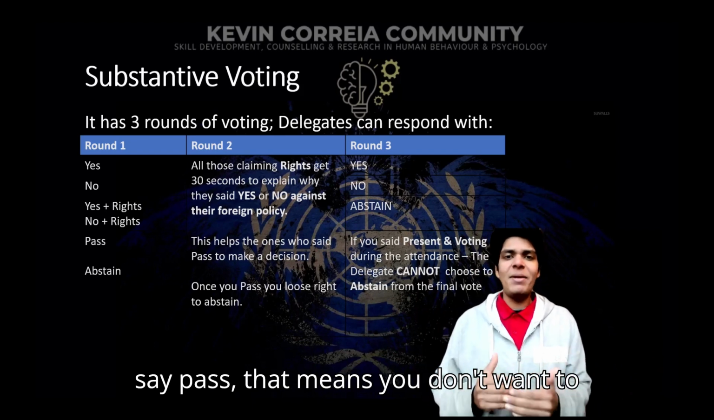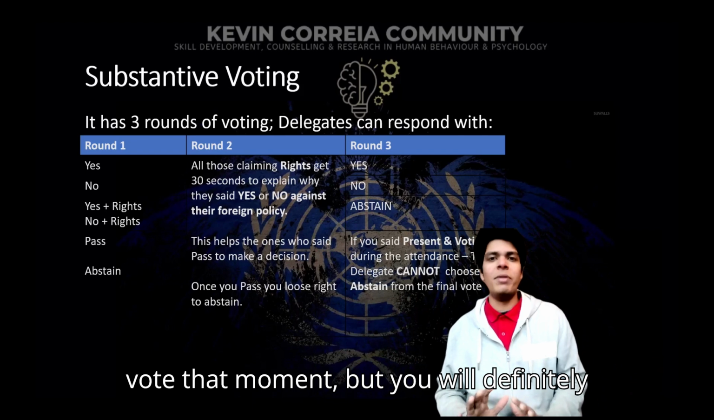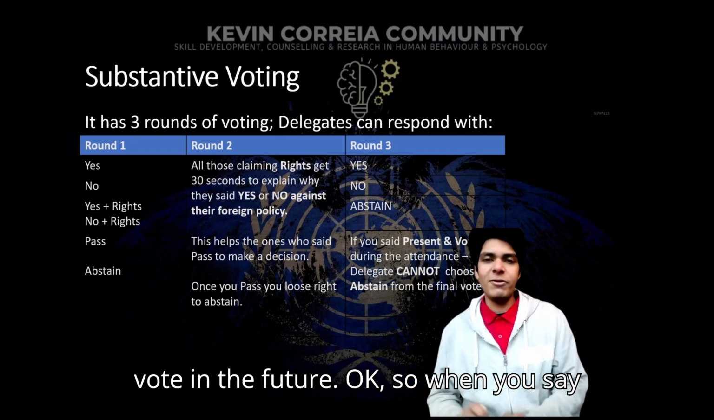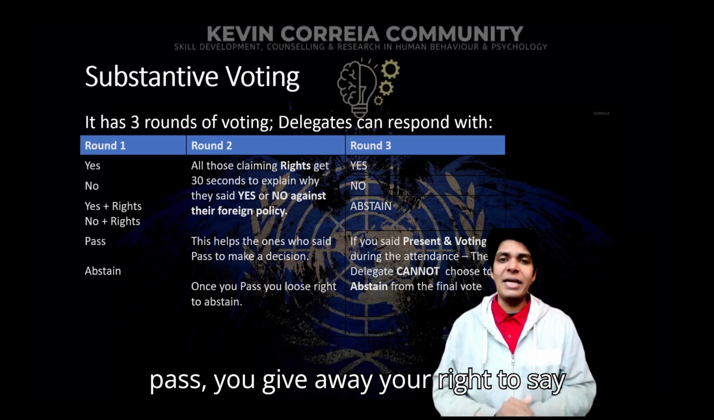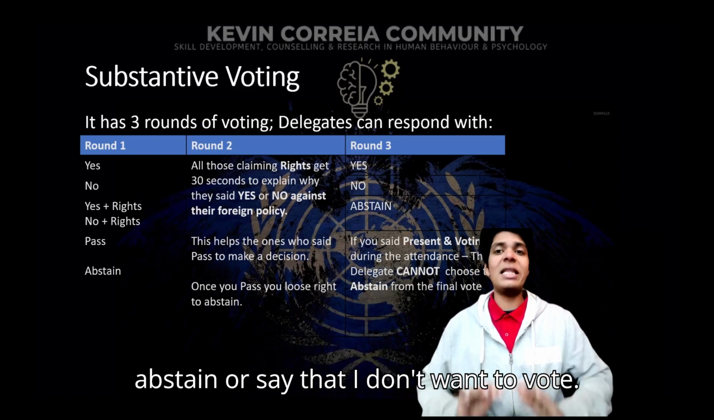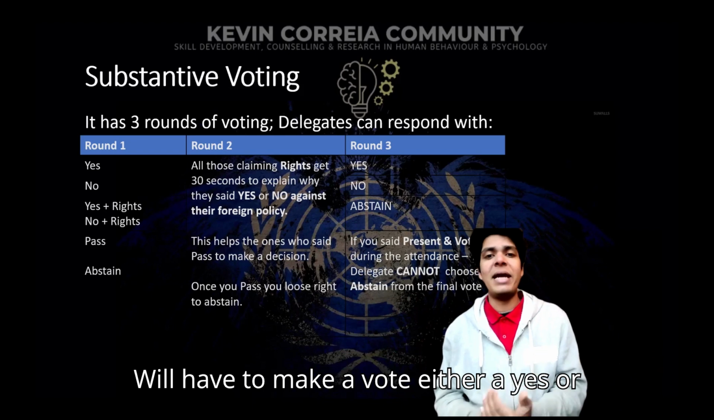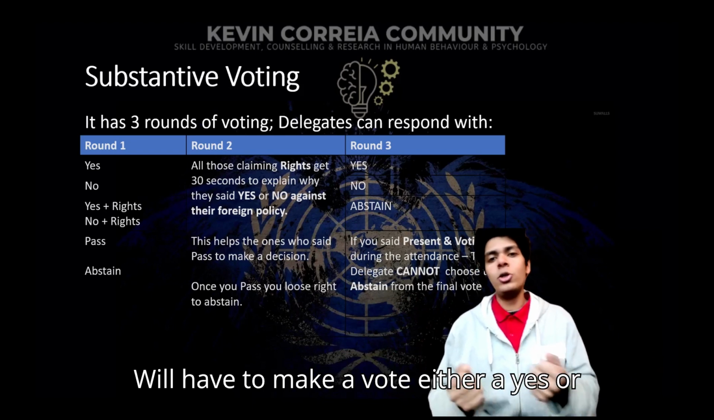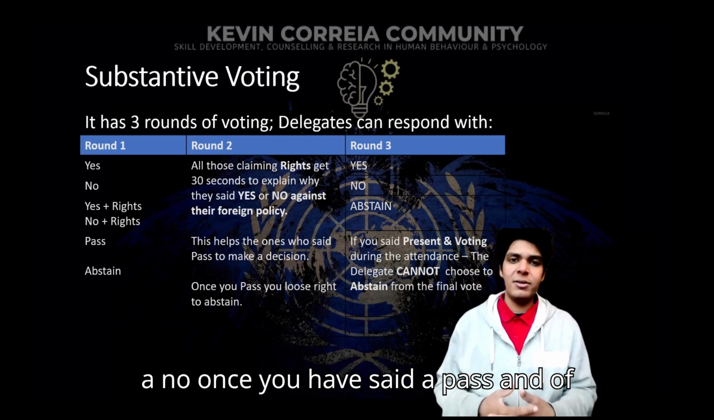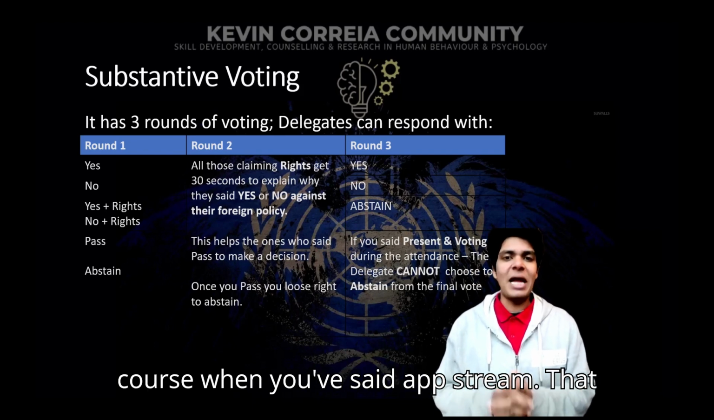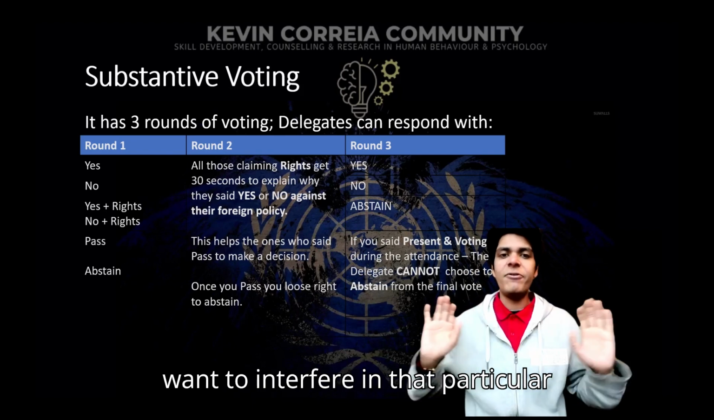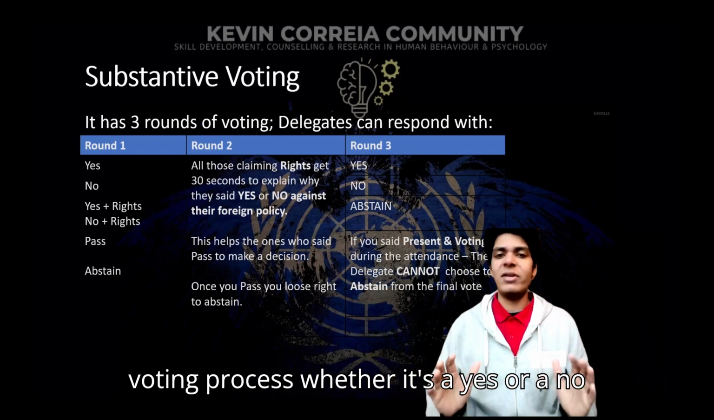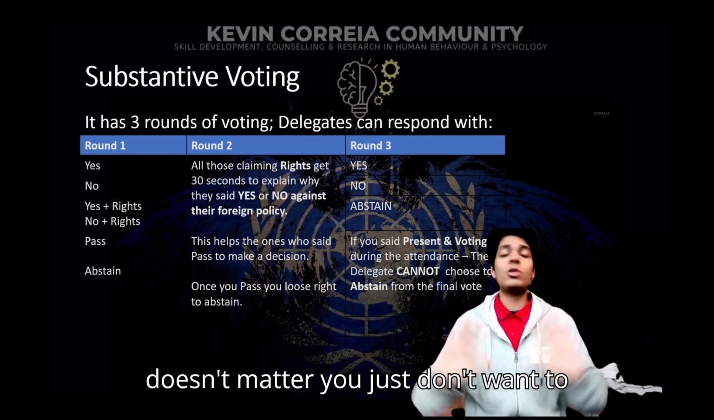When you say pass, that means you don't want to vote at that moment, but you will definitely vote in the future. Okay. So when you say pass, you give away your right to abstain or say that you don't want to vote. You have to make a vote, either a yes or a no, once you have said pass. And of course, when you say abstain, that means you don't want to vote. You do not want to interfere in that particular voting process. Whether it's a yes or a no, doesn't matter. You just don't want to vote.